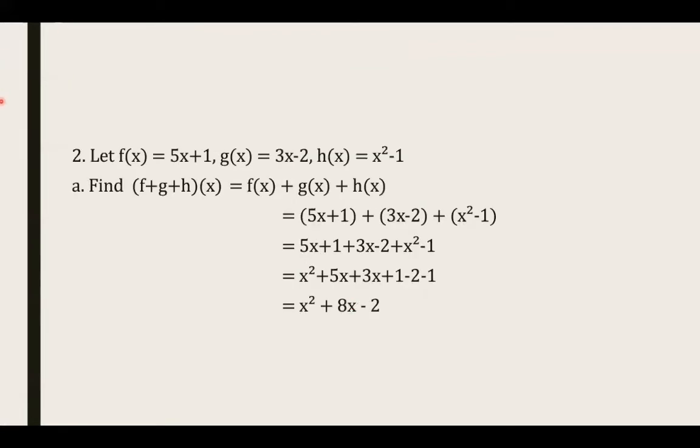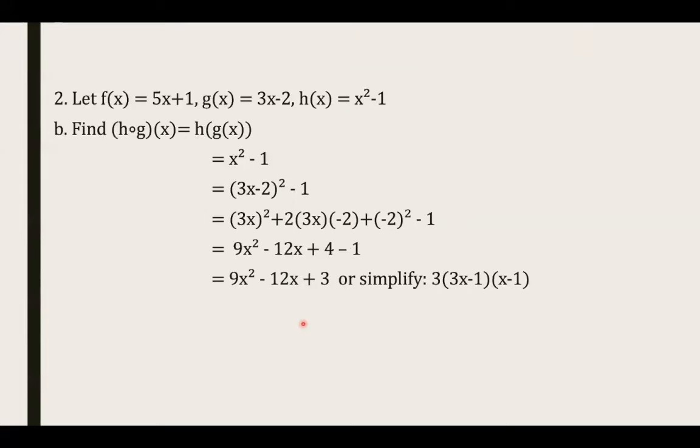Next up, we have f of x plus g of x plus h of x. Same thing. We just combine like terms. And then we will get x squared plus 8x minus 2. How about composition? H of g of x. So, we take h of x, and the x of h of x we replace with the value of g of x. So, that means from x squared minus 1, we replace it with 3x minus 2 squared minus 1.